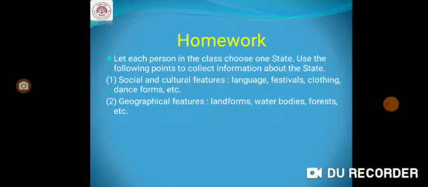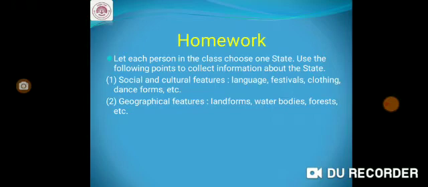Every one of you is going to select one state. Say for example, somebody wants to select say Jammu and Kashmir. Okay, so use the following points to collect information about the state. There are two things that you're going to focus on: social and cultural features and geographical features. Now social and cultural features will depend upon the language, the festivals, the clothing, the type of clothes that they wear, the dance forms. Okay, and the geographical features that you're going to consider when you're writing the information are landforms, water bodies, and forest, if any.